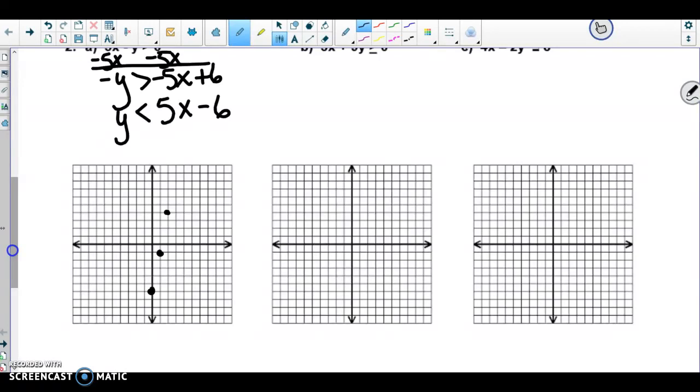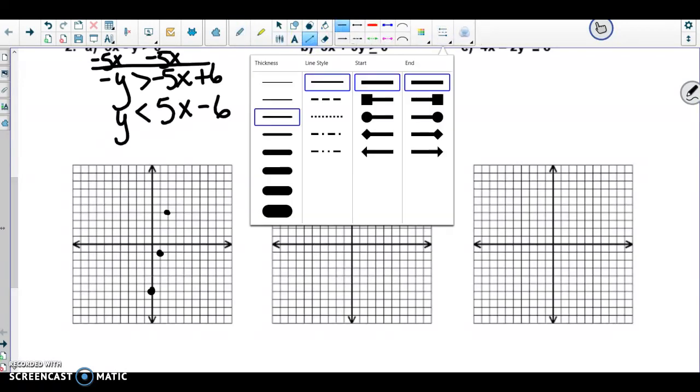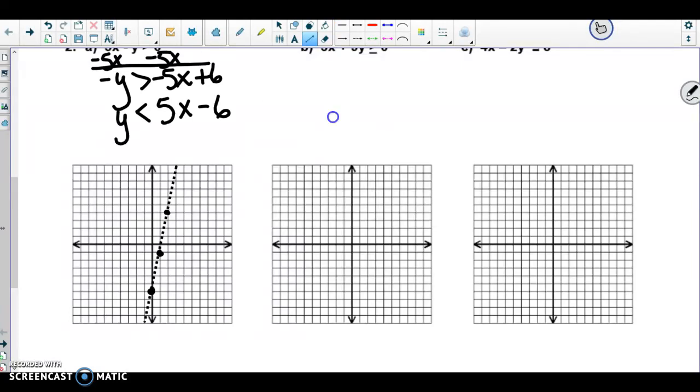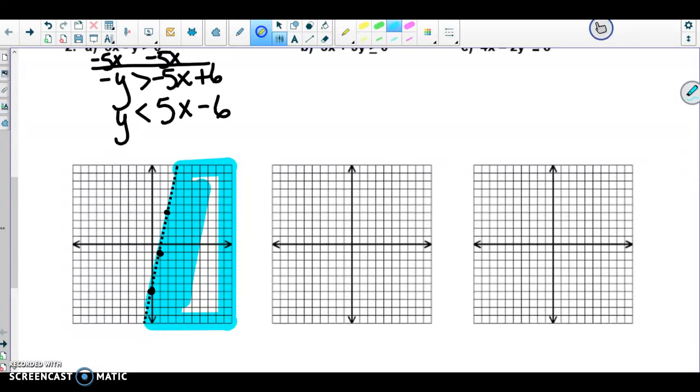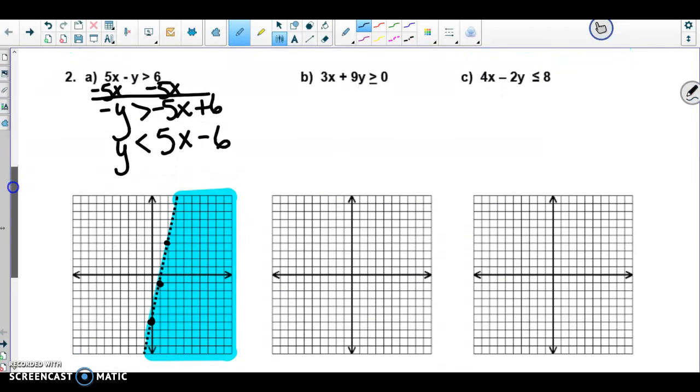The type of line I'm going to have is going to be a dotted line because it is greater than or less than, excuse me. And then when I go to shade, I need to be lower than, below the line. So I look here, and these are those values that are less than. So this would be considered below the line here. That would be our solution set. Now this time we can't choose values that are on the line because of the just being less than.